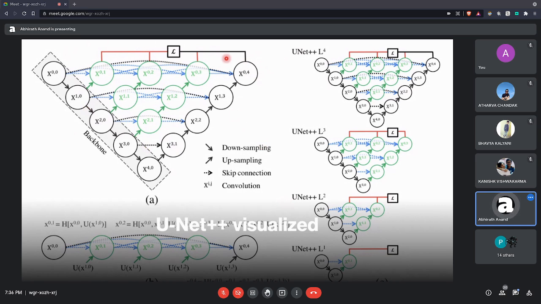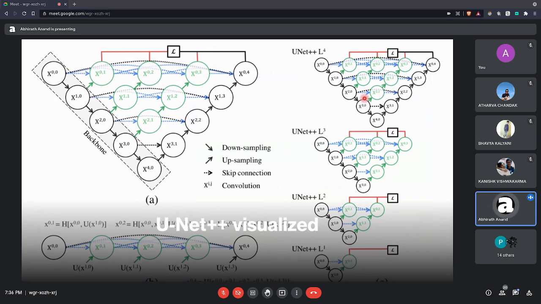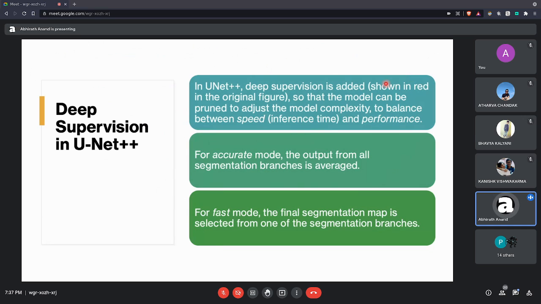This is the major part of the architecture that we will be dealing with. This is one of the features that the authors have cited in UNet++ as being a key contribution. They've added something called deep supervision, which is shown in red over here in the original figure, as you can see. And if you look at these smaller versions of UNet++, which are also shown over here, you can see that there are these red lines shown over here as well. So this deep supervision is basically so that the model can be pruned to adjust model complexity, and that is to balance between speed, which is inference time, and performance.